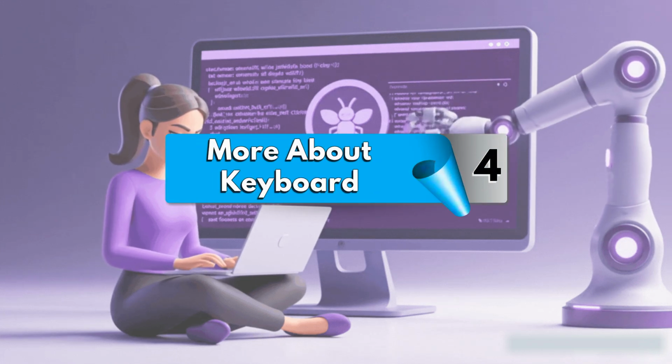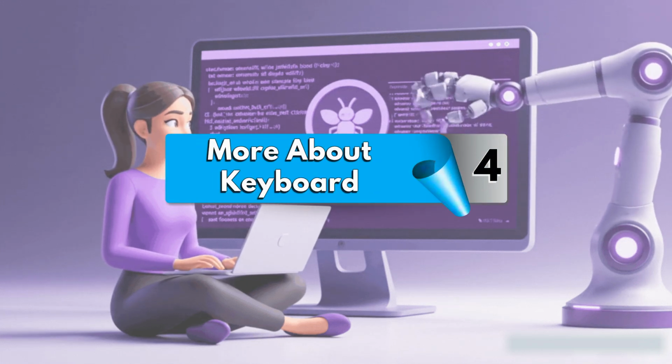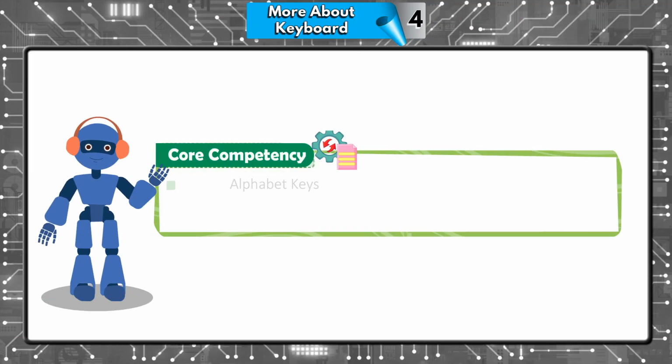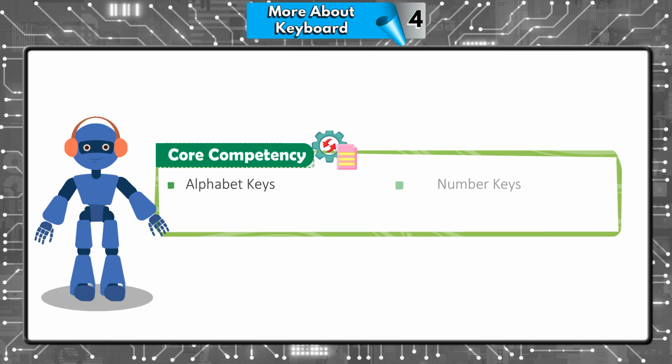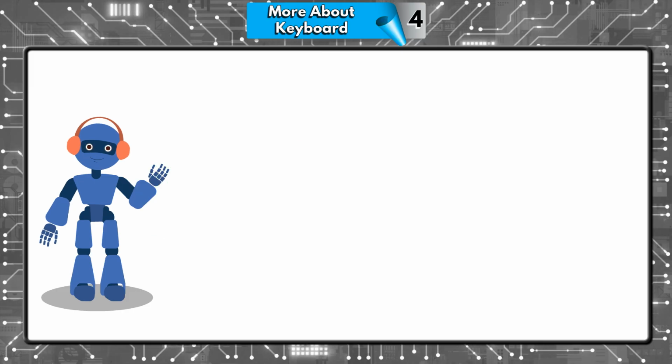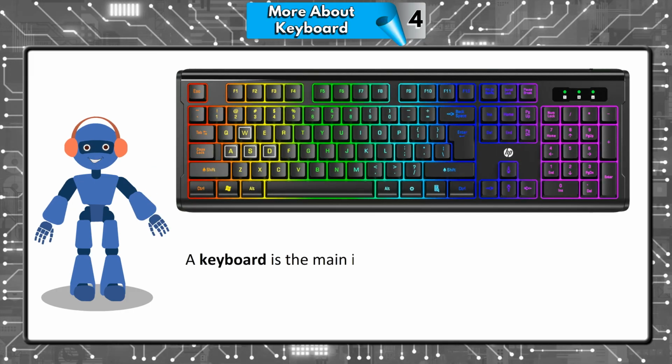Chapter 4. More about keyboard. Core competency: alphabet keys, number keys, special keys, finger placement. A keyboard is the main input device for data and instructions.